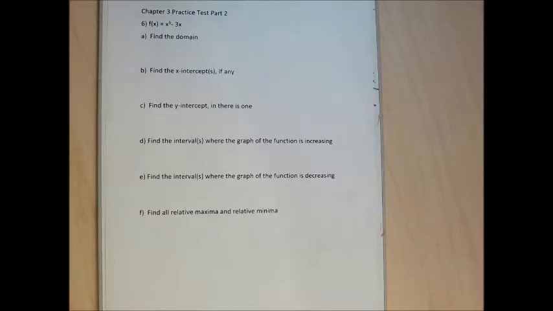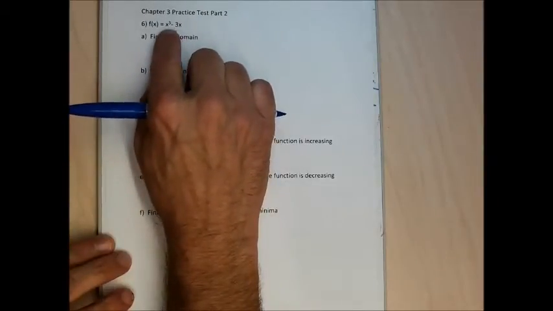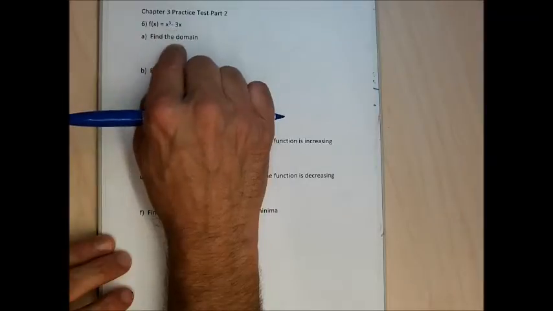I think there's only 4 questions on part 2 of the chapter 3 practice test, but they have many parts, so let me just jump into this. 6a gives me a function. It's a polynomial and asks me to find the domain.